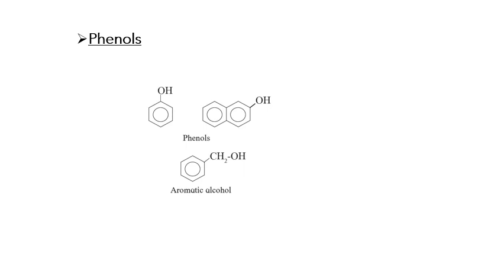These phenols are classified on the basis of the number of hydroxyl groups present in a molecule of phenol. For example, monohydric phenol contains one hydroxyl group in its molecule, for example phenol, naphthol, cresol. Dihydric phenols contain two hydroxyl groups, for example catechol or resorcinol. Trihydric phenols contain three hydroxyl groups in their molecule, for example phloroglucinol.